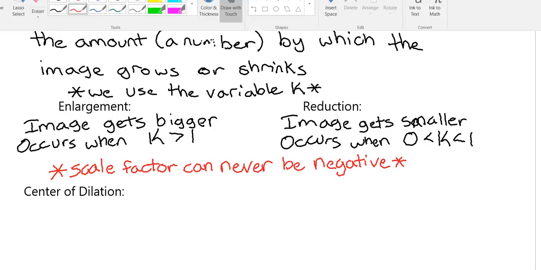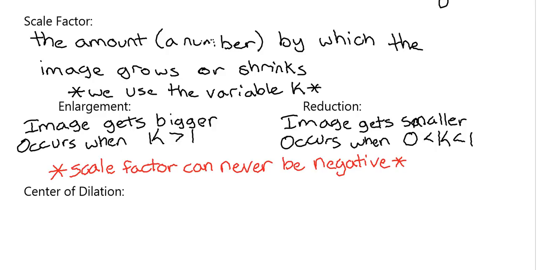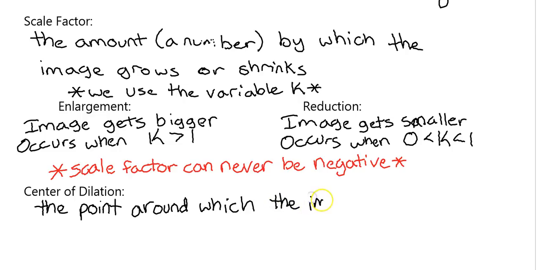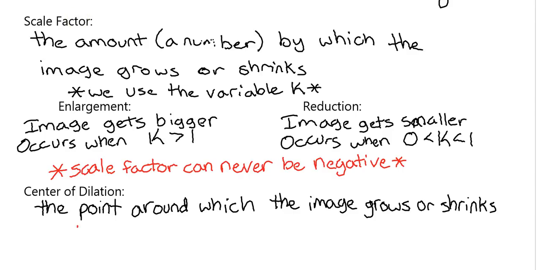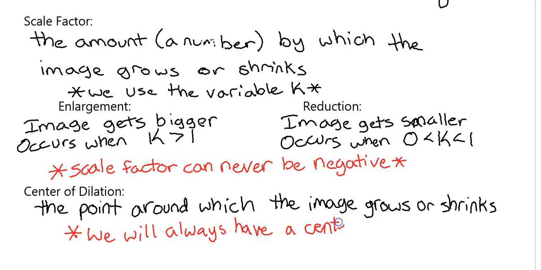And then we have what we call our center of dilation. Our center of dilation is the point around which the image grows or shrinks. Another point about this, just for this class, this isn't true of all dilations, but the ones we are going to look at, we will always have a center of 0, 0. So our center of dilation will always be at the origin, right at that 0, 0 point.